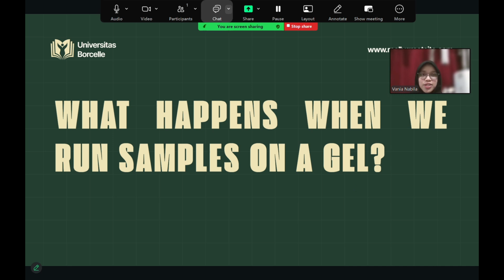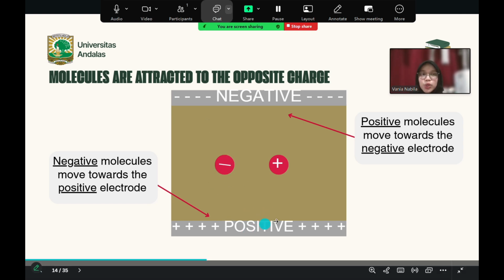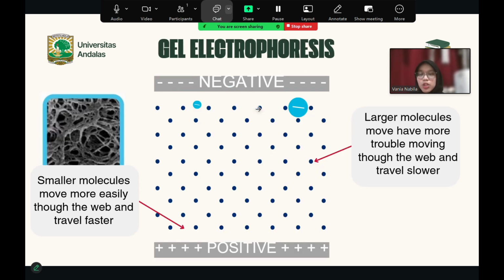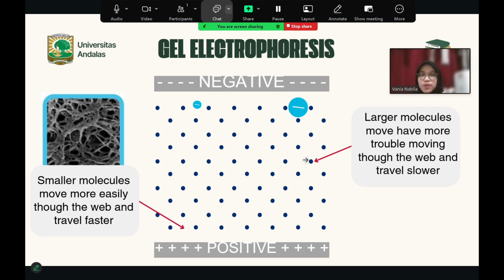And what happens when we run samples on a gel? The molecules are attracted to the opposite charge. So the negative molecules move towards the positive electrode, while the positive molecules move towards the negative electrode. And the smaller molecules move more easily through the web and travel faster, while the larger molecules have more trouble moving through the web and travel slower.